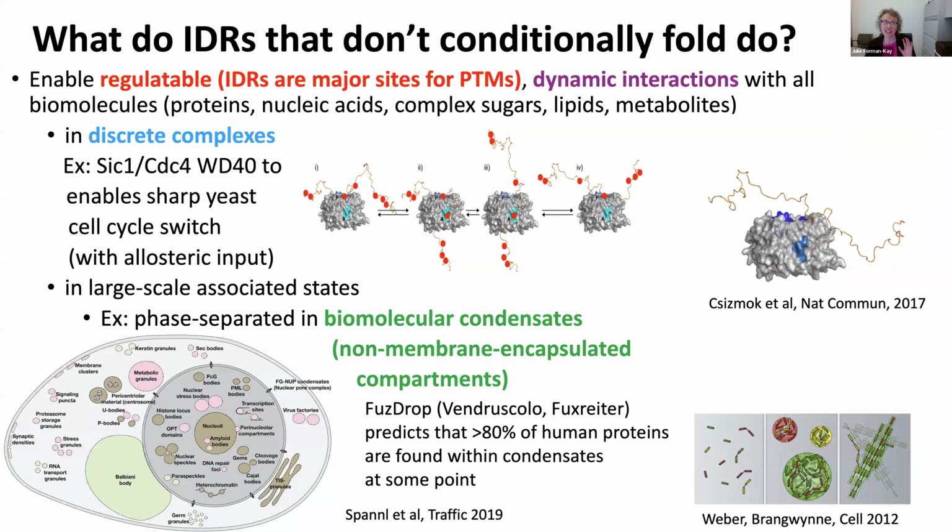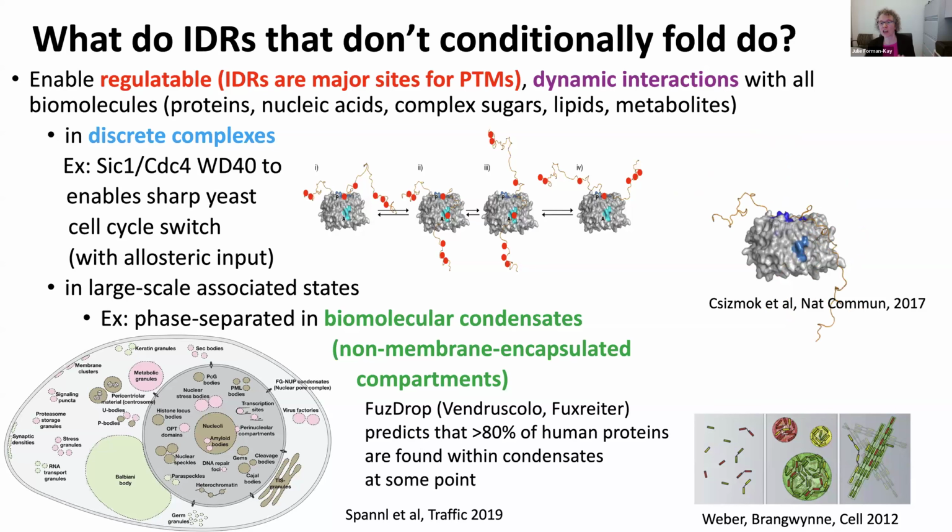And I like to think that they enable regulatable, dynamic interactions with all sorts of other biomolecules, because they are the major sites for post-translational modifications. And these include discrete complexes and large scale associated states. So for discrete complexes, I'm just showing this example of the cyclin-dependent kinase inhibitor SIC1 and its interaction with a component of a ubiquitin ligase, CDC4, that enables a sharp cell cycle switch in yeast.